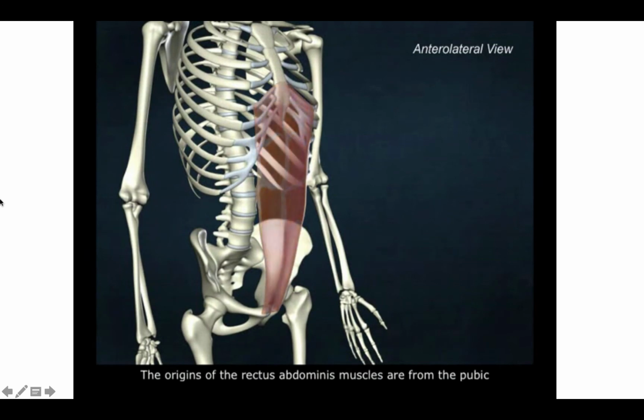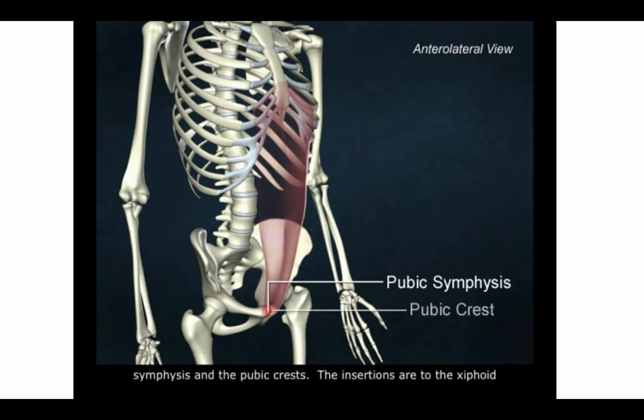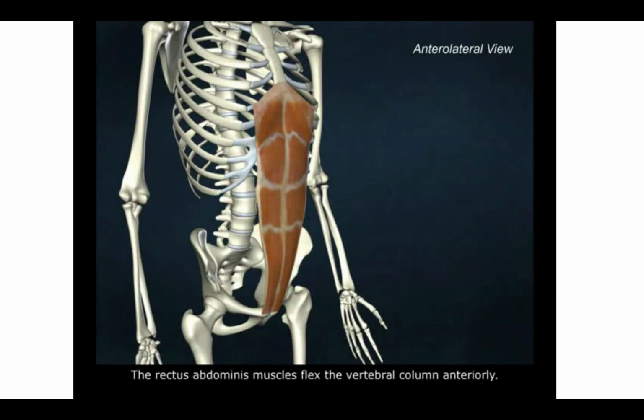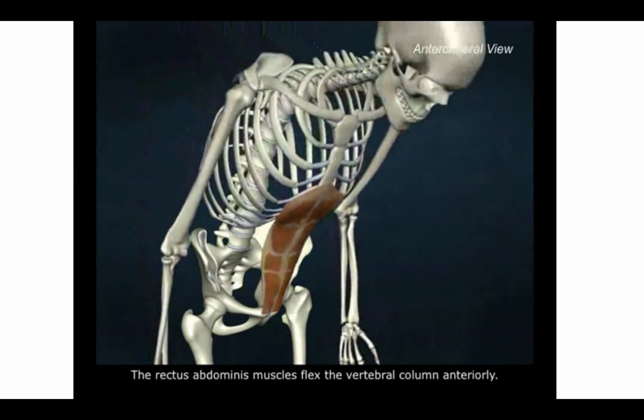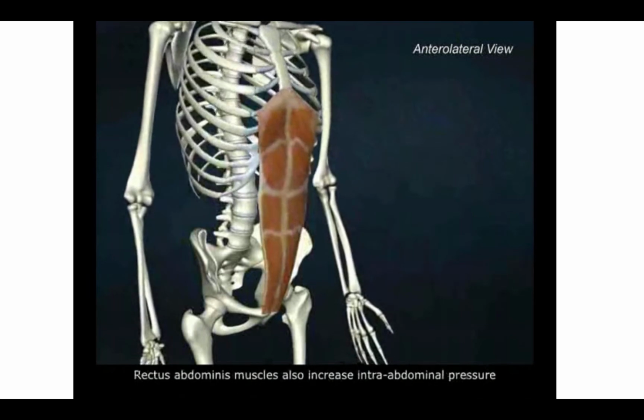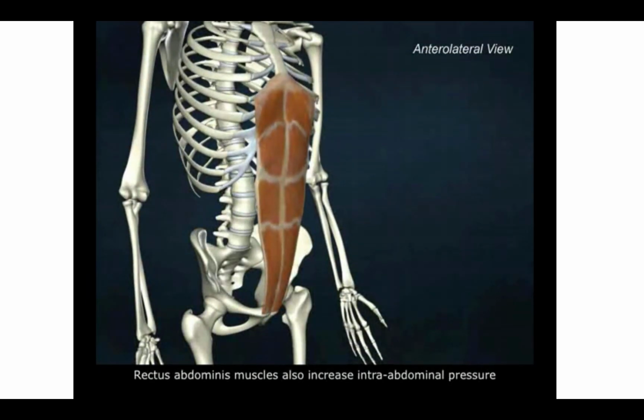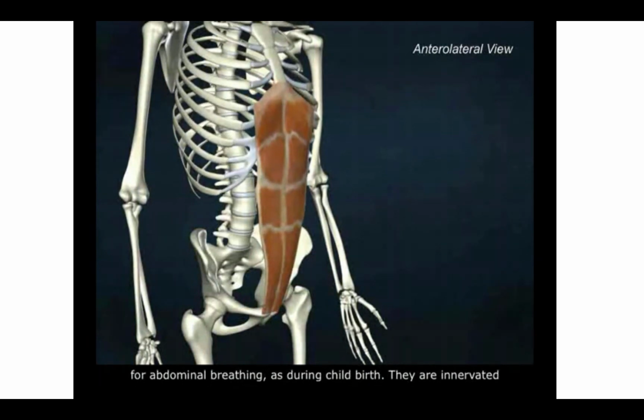The origins of the rectus abdominis muscles are from the pubic symphysis and the pubic crests. The insertions are to the xiphoid process of the sternum and the costal cartilages of ribs 5 through 7. The rectus abdominis muscles flex the vertebral column anteriorly. Rectus abdominis muscles also increase intra-abdominal pressure for abdominal breathing as during childbirth. They are innervated by the intercostal nerves.